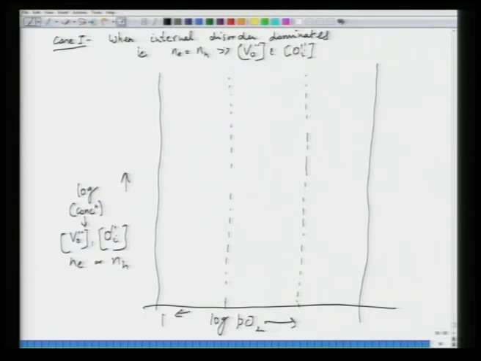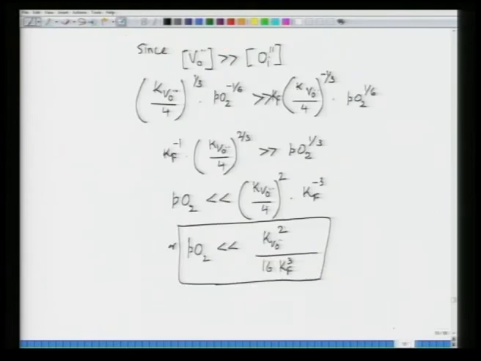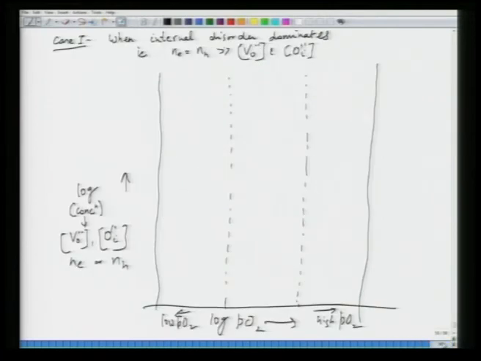So, this would be low PO2, this would be high, and this would be intermediate PO2. Okay. So, the conditions that we worked out were oxygen partial pressure. So, if I go to some earlier slides. Okay. So, this was the first condition, KVO divided by 60, KVO square divided by 16 Kf cube. So, this boundary would be KVO square divided by 16 Kf cube.